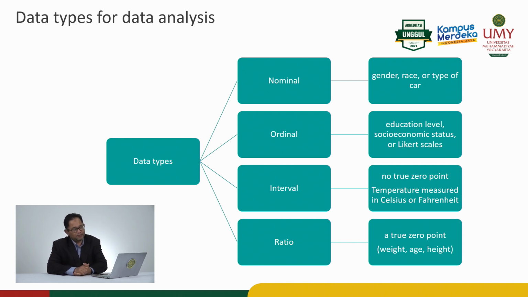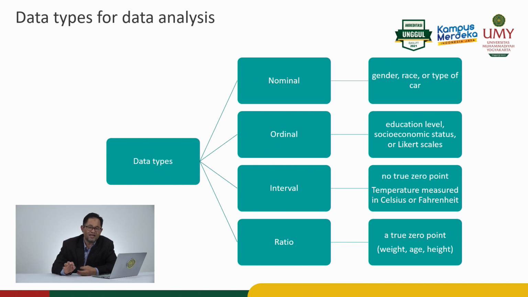And the next one is the interval data. Interval data refers to data that has no 0 point. For instance, temperature measured in Celsius or in Fahrenheit. This one is a representative of the interval data.